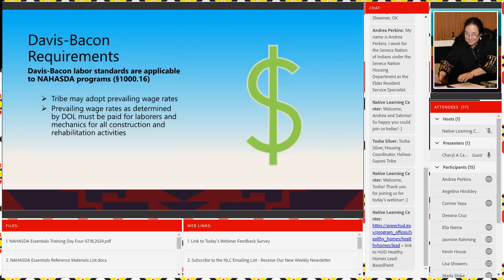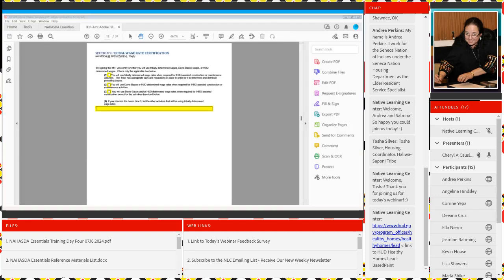Again, Davis-Bacon, the tribe can adopt a prevailing wage rate. You can read about that at 1016. Prevailing wage rates are determined by the Department of Labor and have to be paid to laborers and mechanics for all construction and rehab activities. Okay, when you do that, it's not a one and done though. You set that prevailing wage rate and you have to revisit it. And you have to prove that you've done that. So this is another area where we have a lot of slippage, okay?